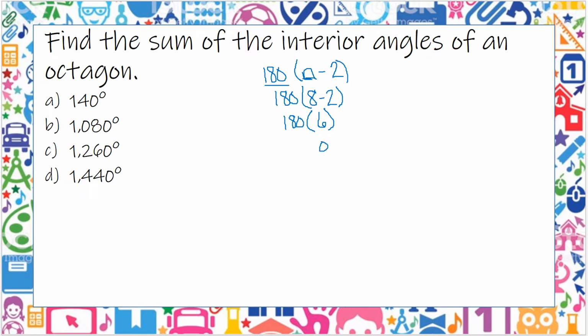So 6 times 0 is 0. 6 times 8 is 48. 6 times 1 is 6, plus the 4 we carried is 1,080 degrees. So you can do this with any problem, any number of sides. Just make sure to replace the n here with the number of sides that your polygon has.